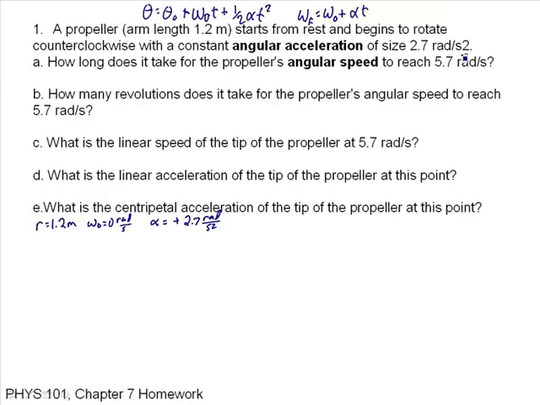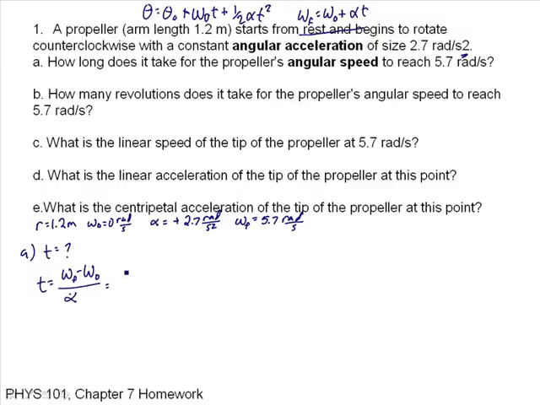And then I want to know how long it takes for the propeller's angular speed to reach 5.7 radians per second. So my omega final is equal to 5.7 radians per second. In part A, I just want to know how long it takes to reach that. I know omega final, omega initial, and alpha, so I just go with this second kinematics equation and solve for t, and t is equal to omega final minus omega naught, divided by alpha.